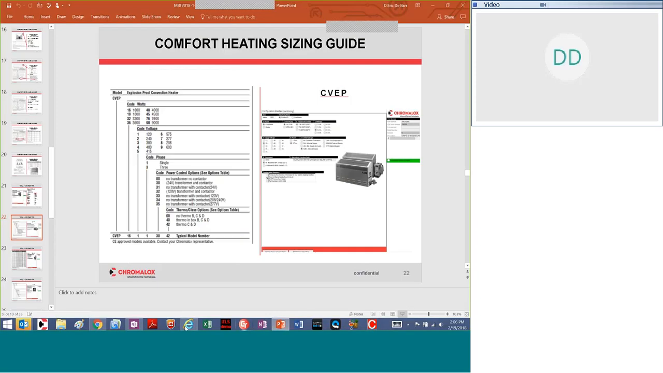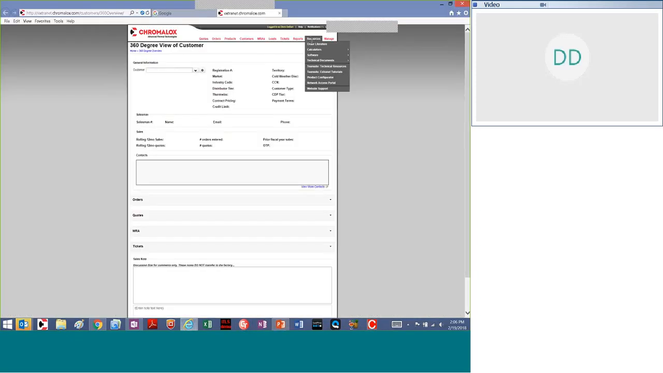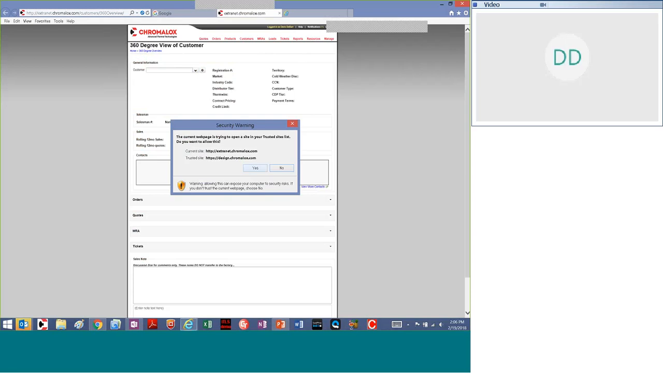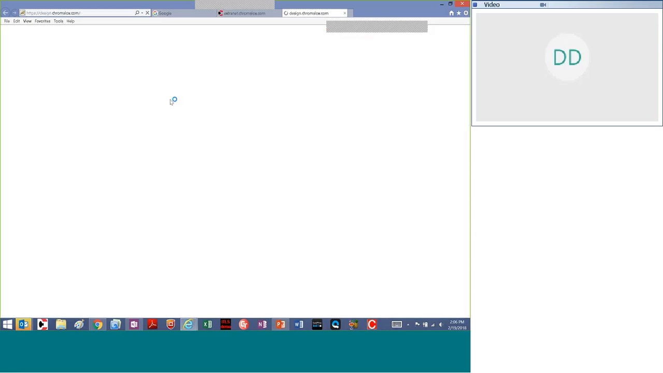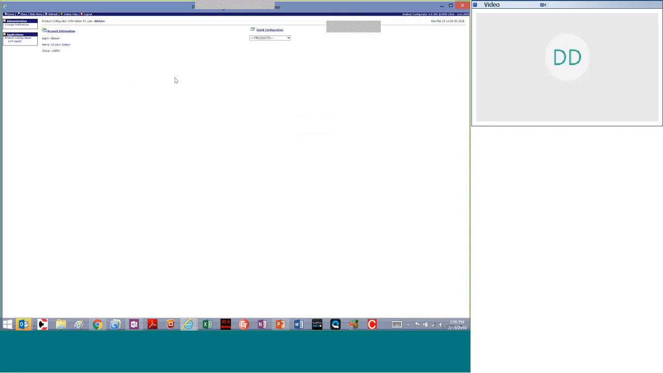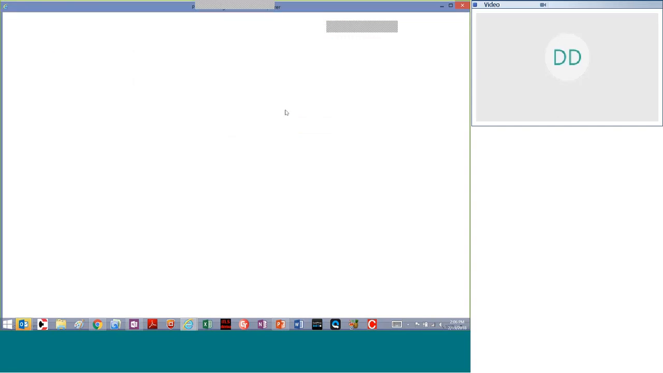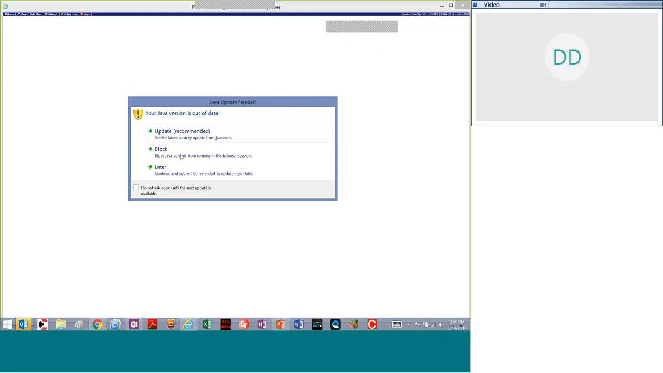And what I'd like you to see, and I'm going to bounce over to that really quick, is the configurator. Everyone should know what the configurator is or how to use it. If you haven't, contact me afterwards. We'll get you all set up with that. Over here, the CVEP, quick and simple.